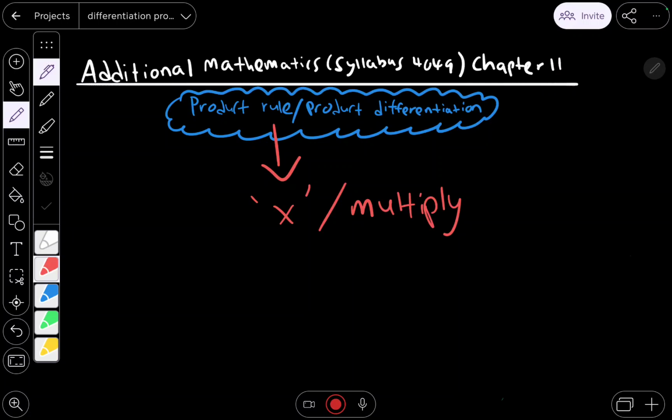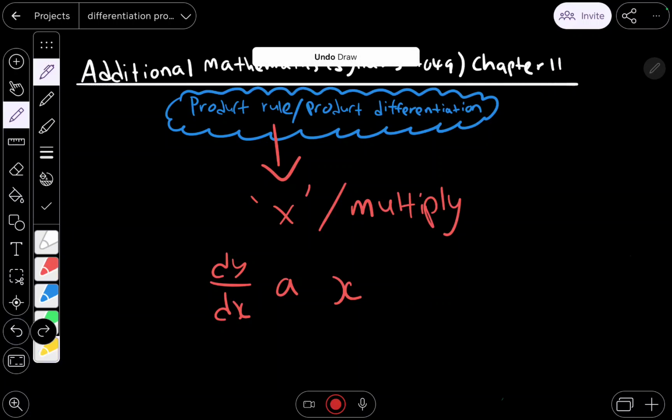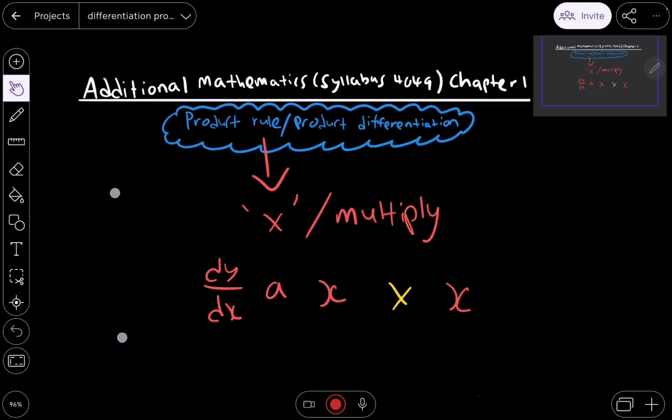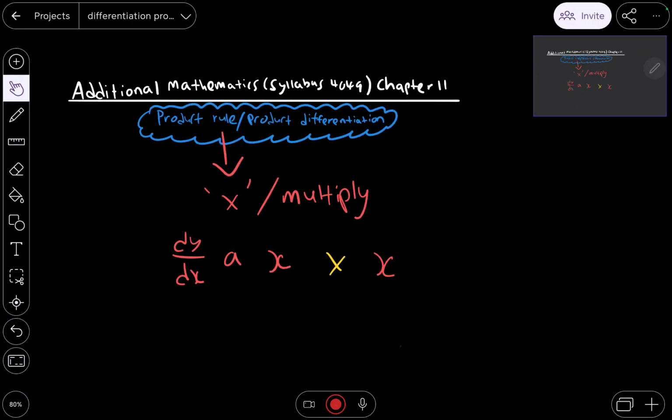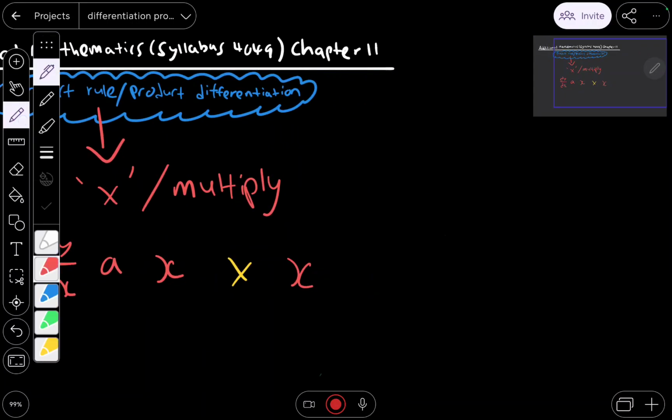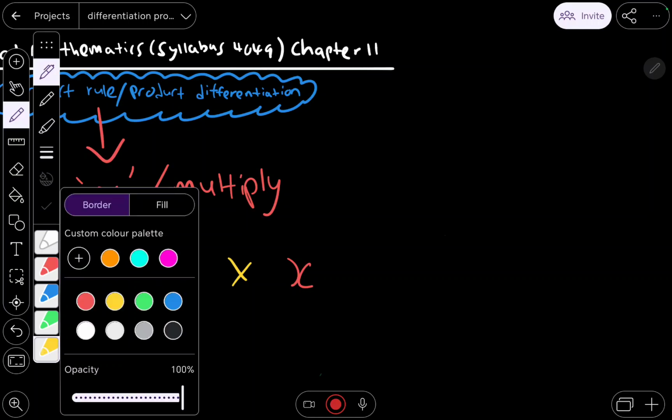Alright, and yes, product rule or product differentiation actually makes me think of multiply, and that is true because product rule means we are going to differentiate an x term, multiply, wait, I'll write the multiply in yellow, multiply an x term. So we are going to differentiate an x term multiplying by an x term. Okay, so that's the intro for product differentiation, and I will share with you the steps to do product differentiation before we move on to do questions in a separate video.